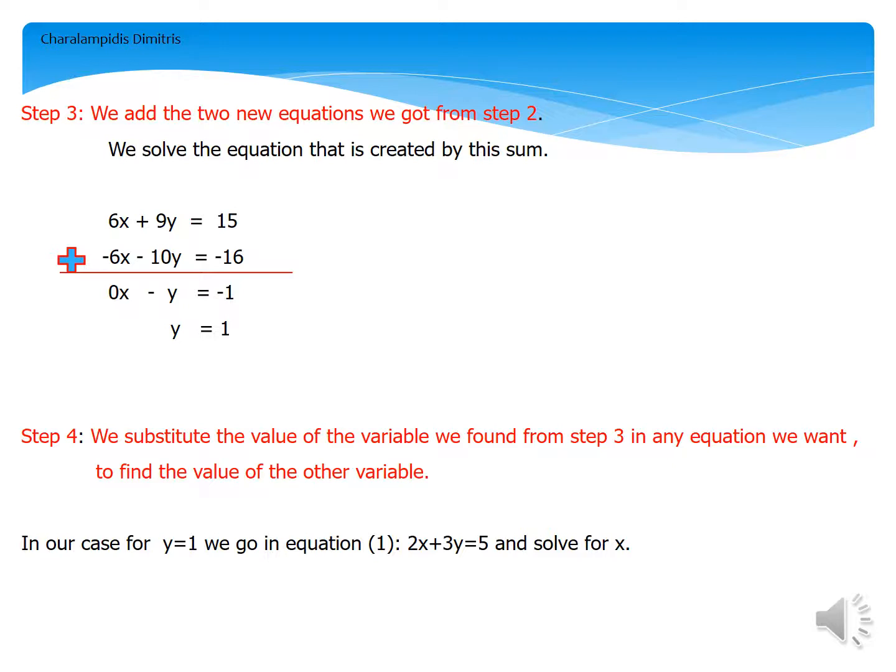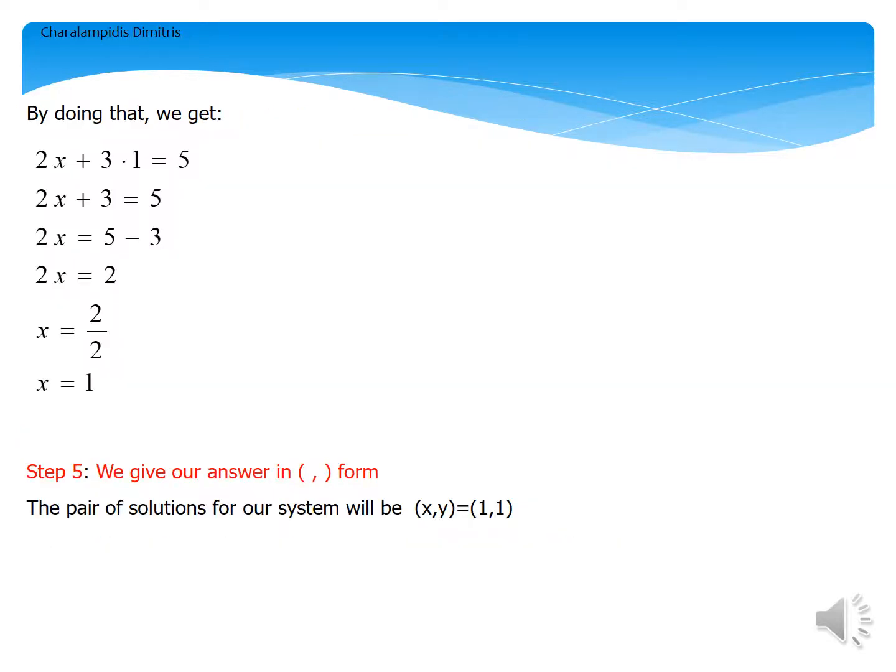In fourth step, we substitute the value of the variable we found from step 3, in our case y equals 1, in any equations we want to find the value of the other variable. So, like I said, we will go to any equation we want. Let's say in the first equation, we will plug in 1 in place of y and just solve for x. By doing that, we get that 2x plus 3 times 1 equals 5, which, after some simple operations, leads us to x equals 1.